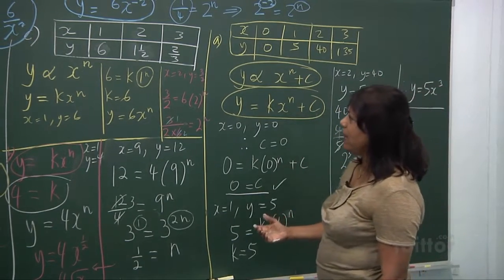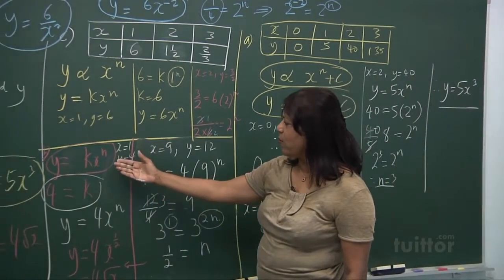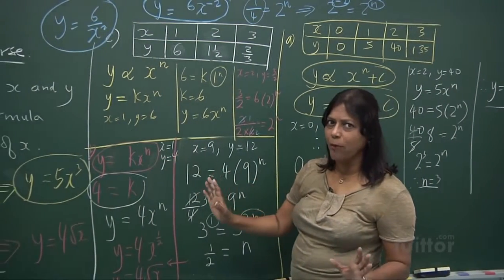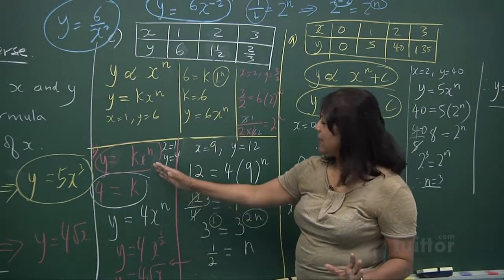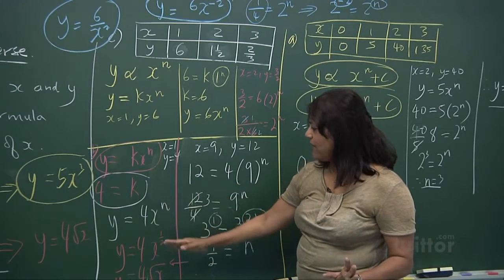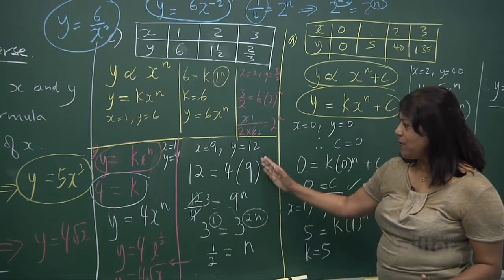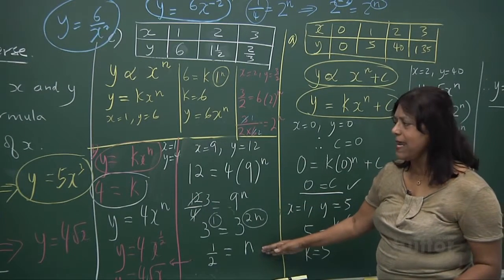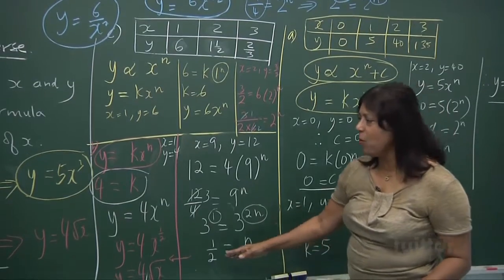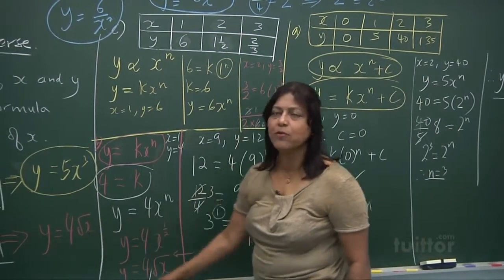Now, in this case, we said, all right, we don't want to create a Pandora's box. We don't want to open up. Make it simple. Let's try this. And it so happened it fits in beautifully with your k being 4. And then we tested it and we saw your n is a half. That means your y equals 4 square root x.